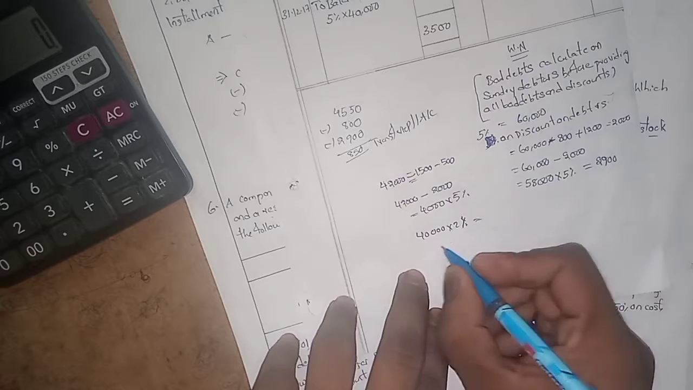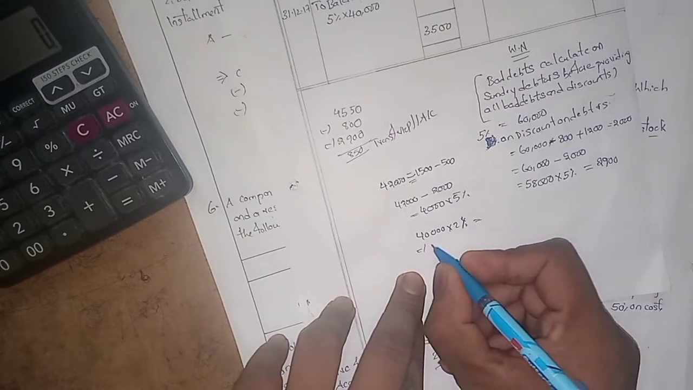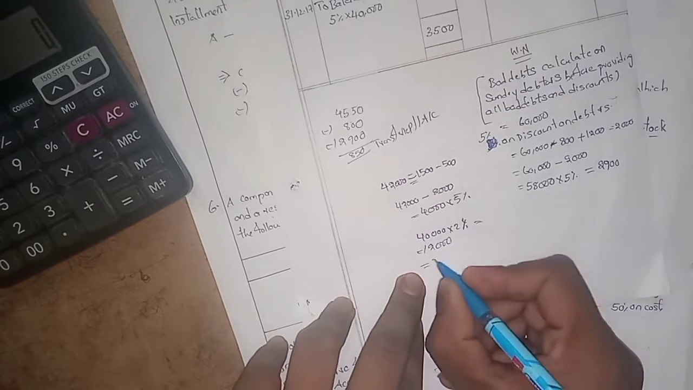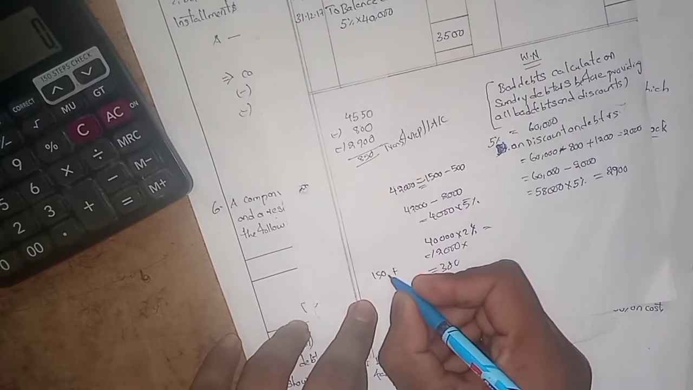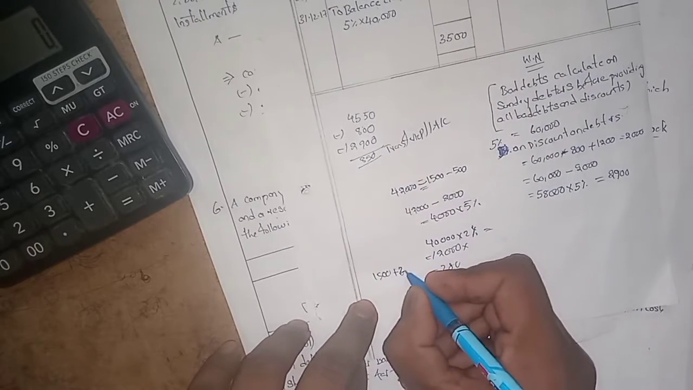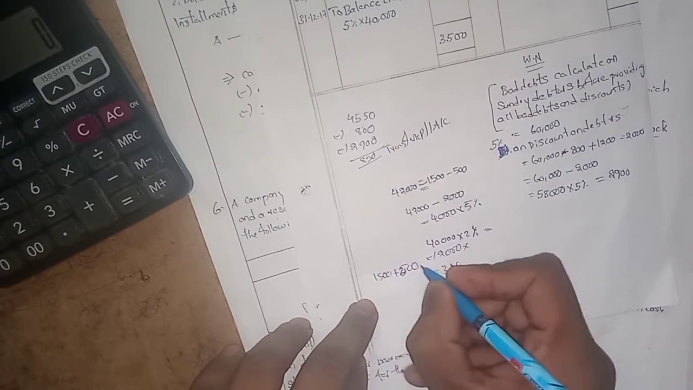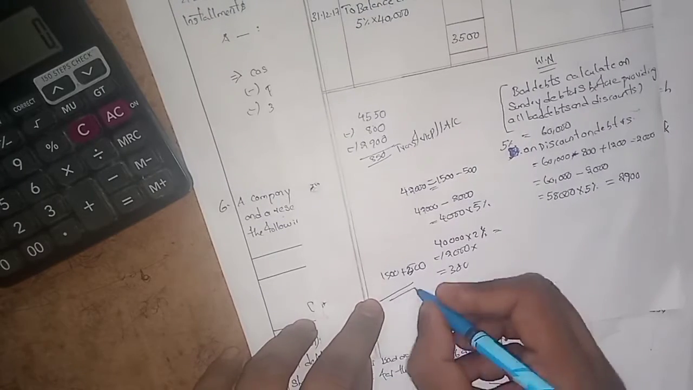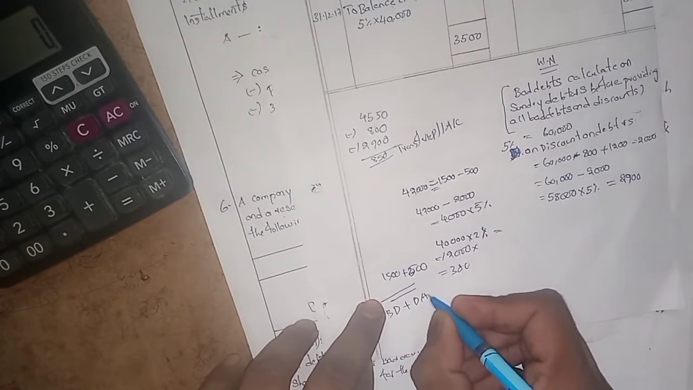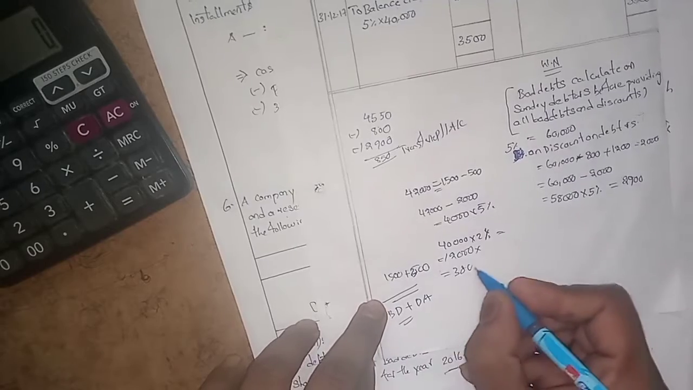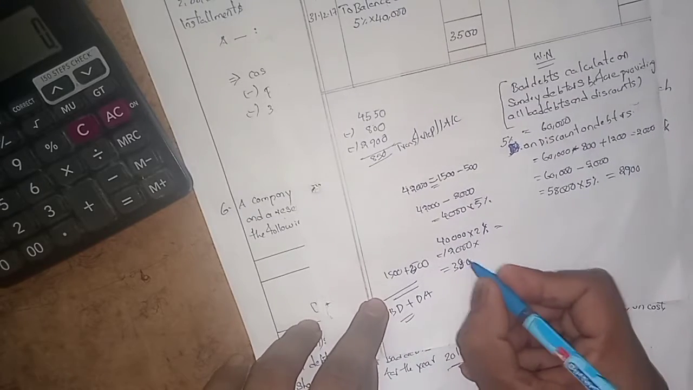So 2% on 40,000 minus 2,000, that is 38,000. This 2,000 will be 1,500 plus 500. This is already in the books. So bad debts plus discount allowed, that amount will be calculated 2,000 minus 48,000.